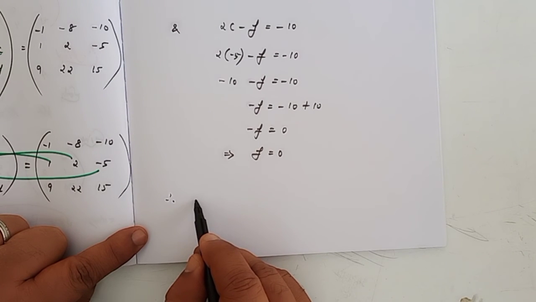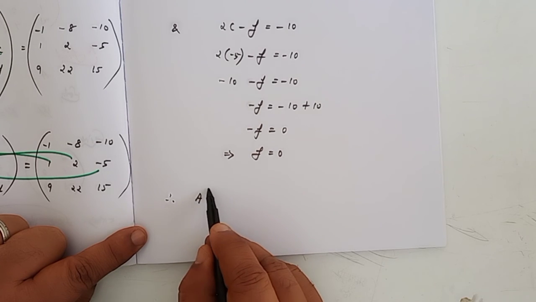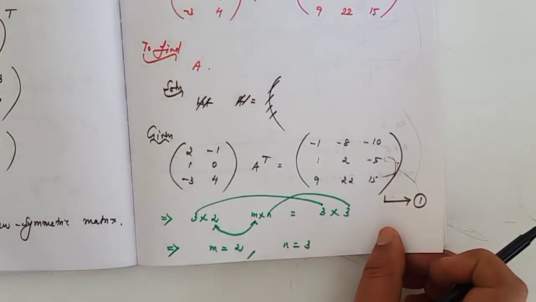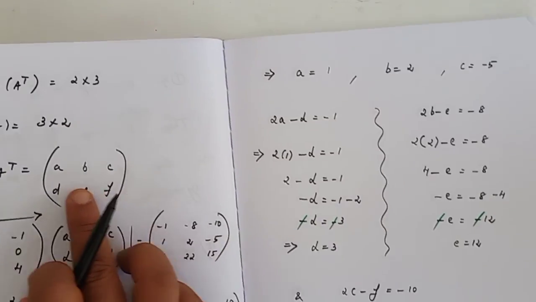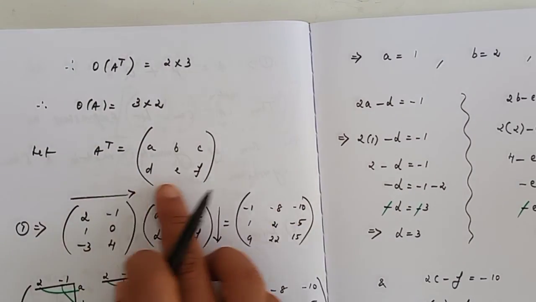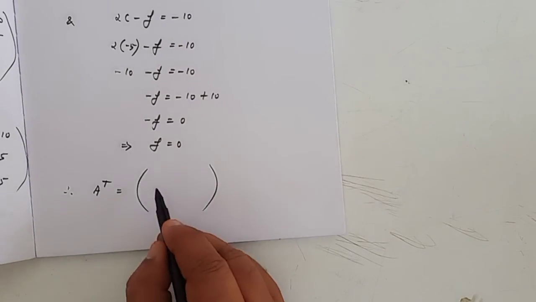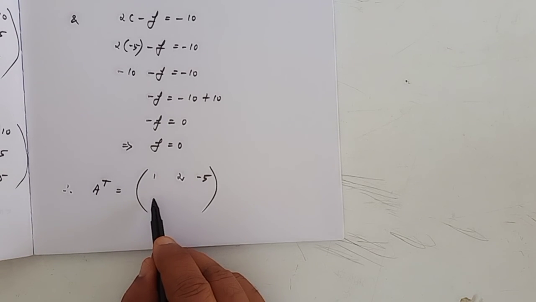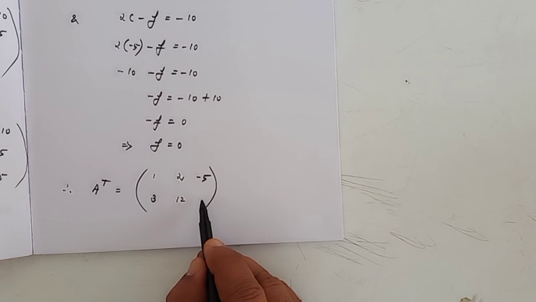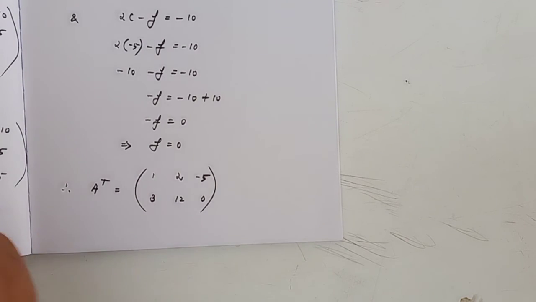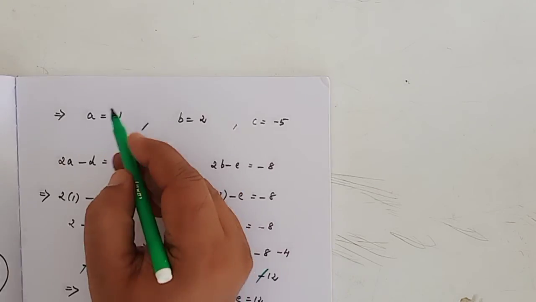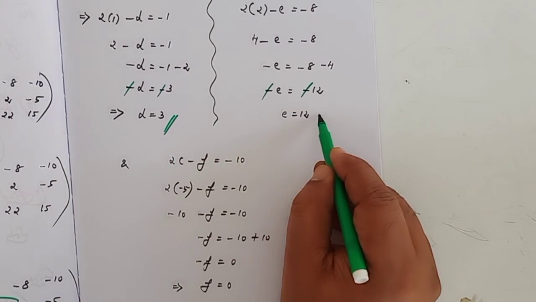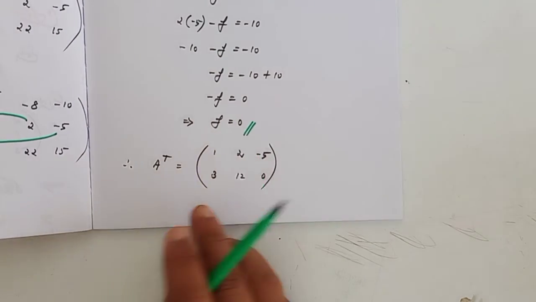Therefore, write that A matrix or A transpose. A transpose we considered as A, B, C, D, E, F. A value is 1, B value is 2, C value is minus 5 and D value is 3, E value is 12 and F value is 0. We have all the values A, B, C, D, E and F written here.